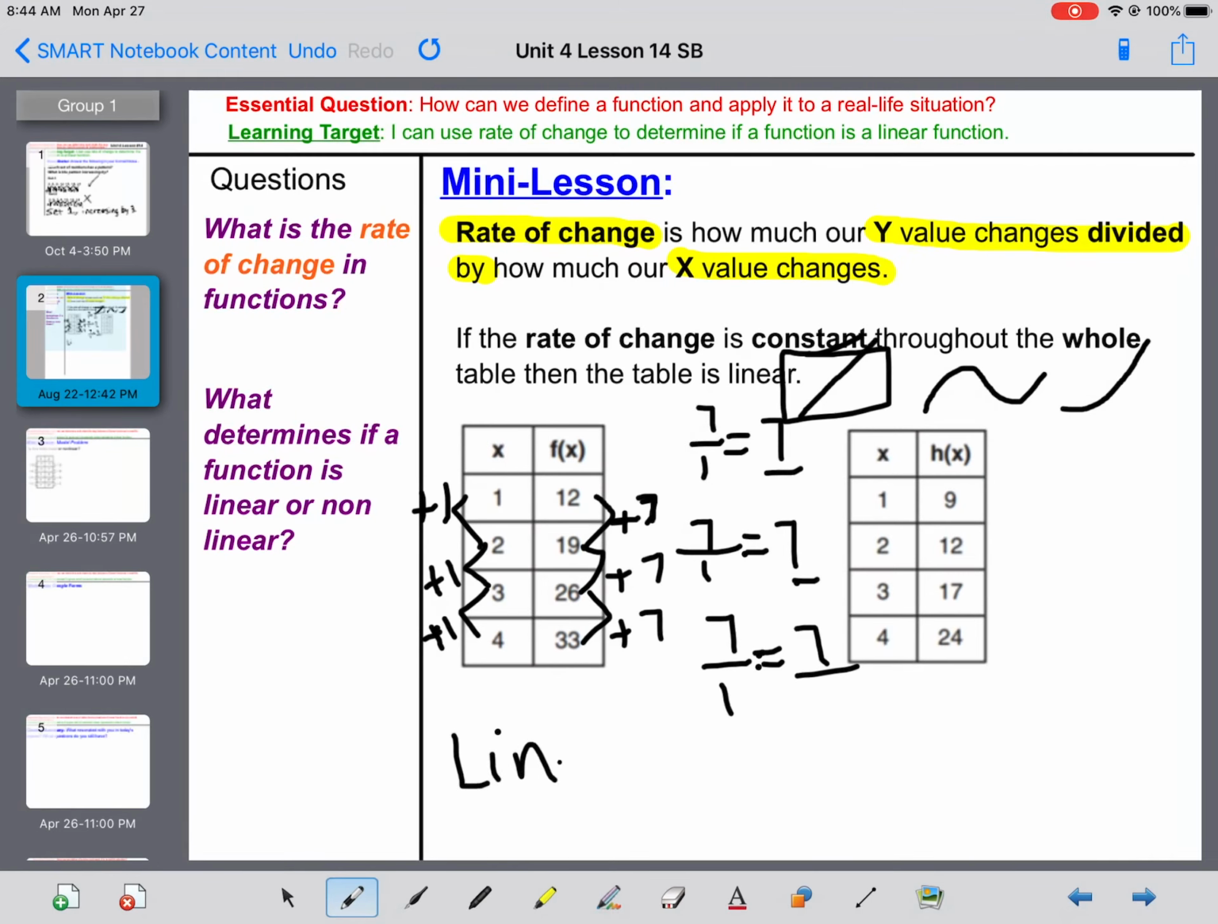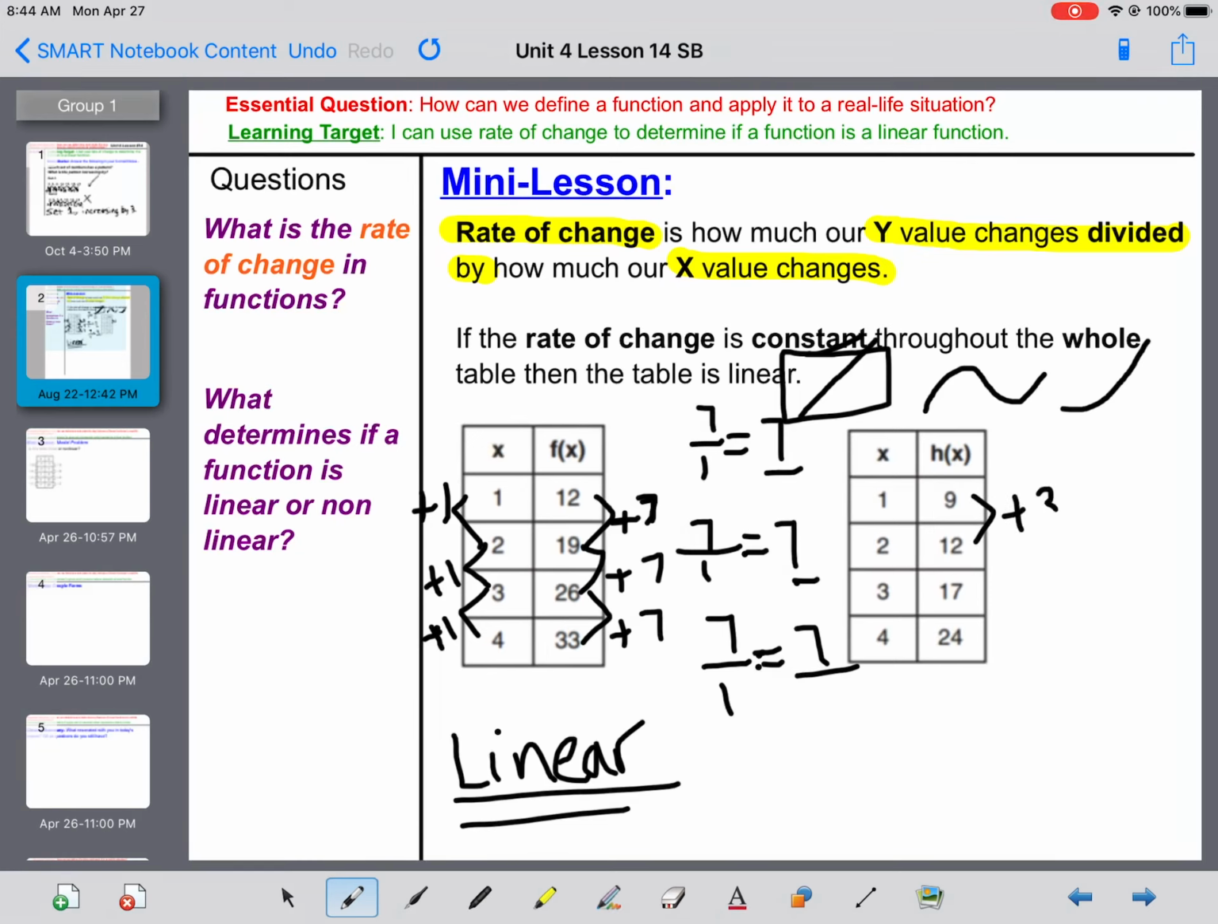So that means that this table is linear. There's a constant change of 7, and the rate of change is 7, so that means if it stays constant throughout the whole way, this table is linear. So let's take a look at a table that's nonlinear.